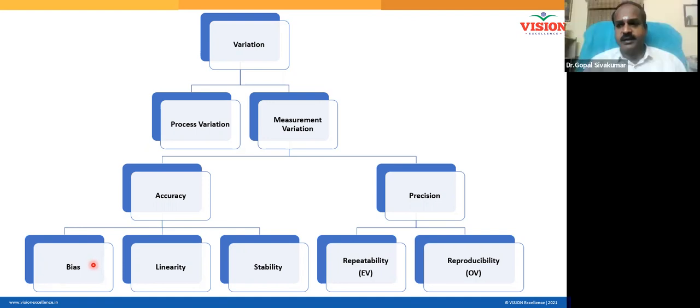Bias measured over time. Over time, if the bias remains constant, that is called stability. Bias remains constant over time. Whether you collect the data today, tomorrow, next month, or in the next quarter, your bias is constant. Then your readings are stable.